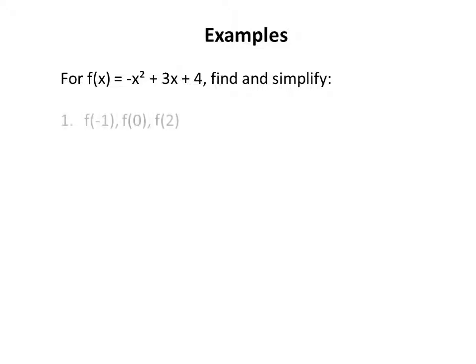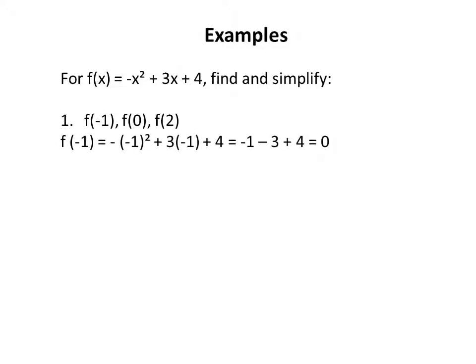Suppose I'm giving you a function of x equal to negative x squared plus 3x plus 4. I would like you to find and simplify f of -1, f of 0, f of positive 2. So what does f of -1 mean? -1 is the input to this function, and I want to input that -1 and find the corresponding output. So we plug in -1 wherever we have x in the function. So that's -1 squared plus 3 times -1 plus 4, and that gives us 0. So the corresponding output is 0 when the input is -1.